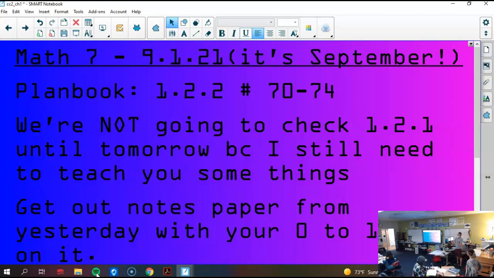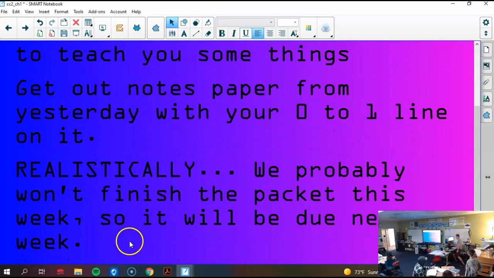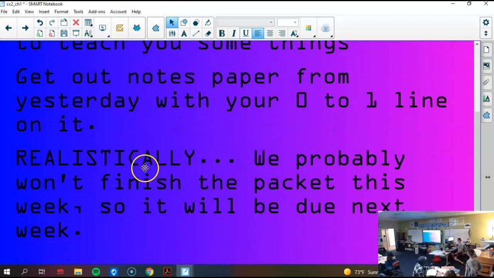1, 2, 2 was going to be today's homework, right? That's what it was supposed to be. It still can be if you want, but now that I'm thinking realistically, I doubt we get through the packet this week because half-hour classes just aren't long enough. So to put it in writing, realistically, we probably won't finish that packet this week, and I don't want you guys to rip it apart because I want to collect those 4 things together. So I'll probably wait to collect that till next week.